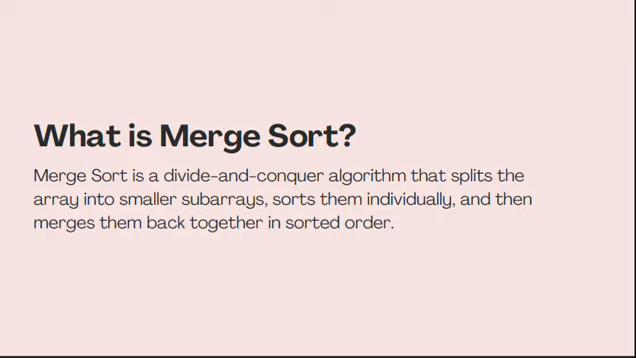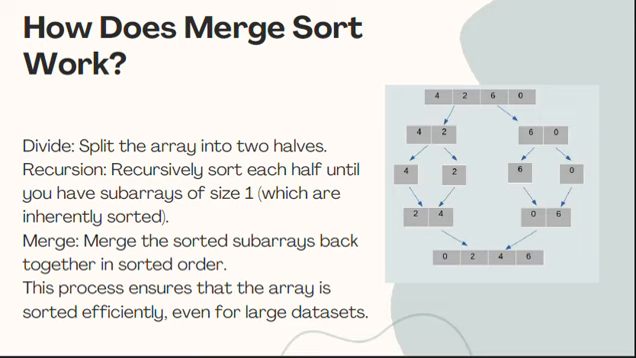Let's see how merge sort works. Merge sort works in the following steps: divide, recursion, and merge. What do we do in the divide step? Split the array into two halves. In the recursion, we recursively sort each half until you have subarrays of size 1, which are inherently sorted. Then merge. Merge the sorted subarrays back together in sorted order. This process ensures that the array is sorted efficiently even for large datasets.